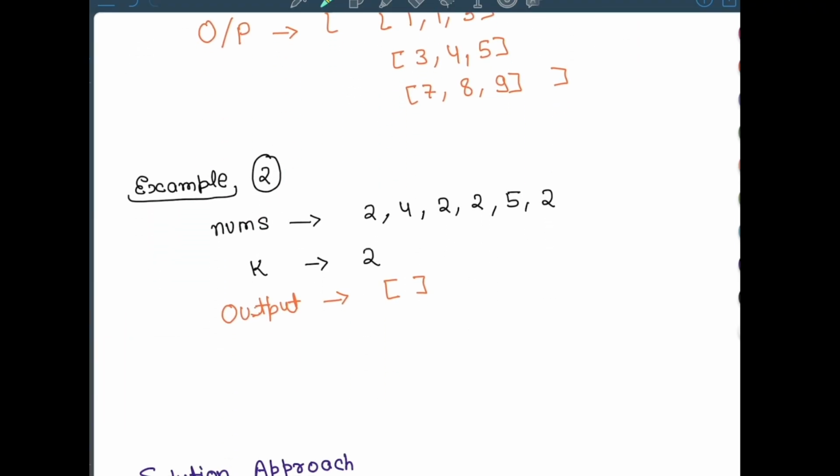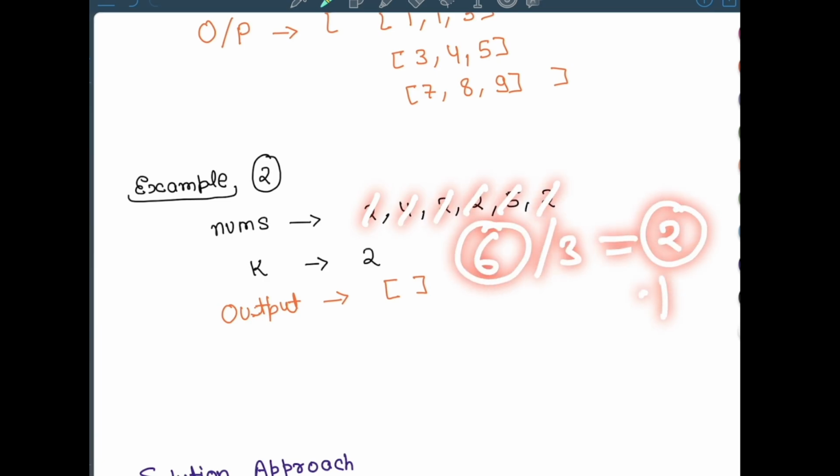In example number 2, the given array nums is 2, 4, 2, 2, 5, 2. The value of k is again 2. It means no two elements can have a difference more than 2. The output here is empty. That's because we cannot divide our array nums into such arrays. So we basically have 1, 2, 3, 4, 5, 6 elements. We need to divide it by 3. This is equal to 2.